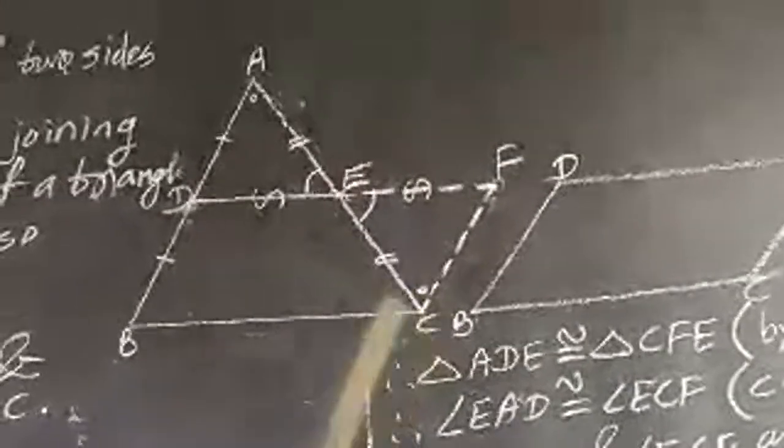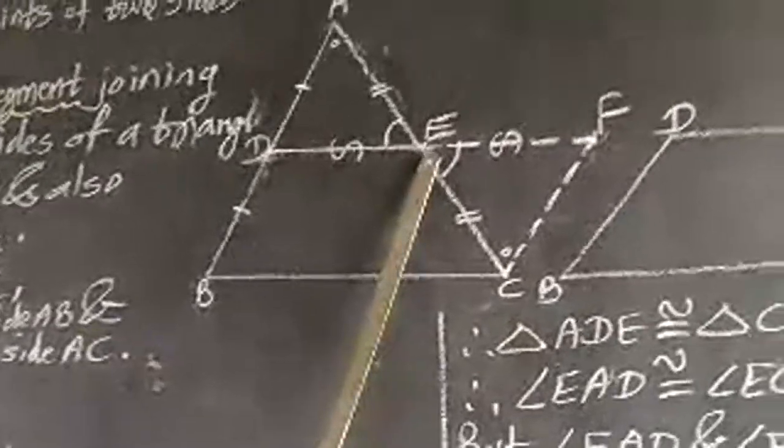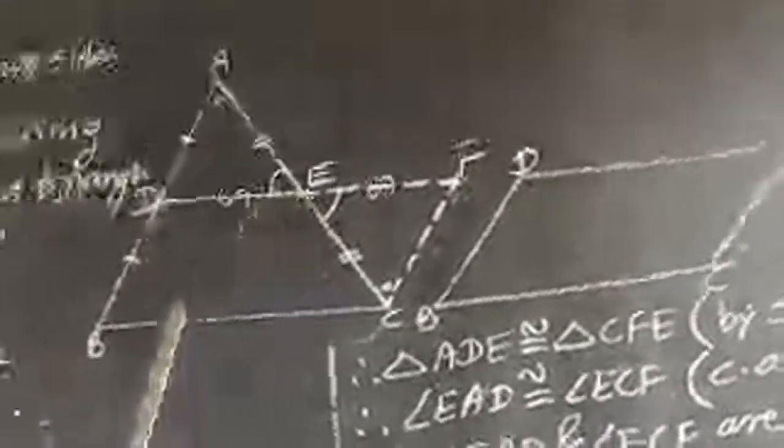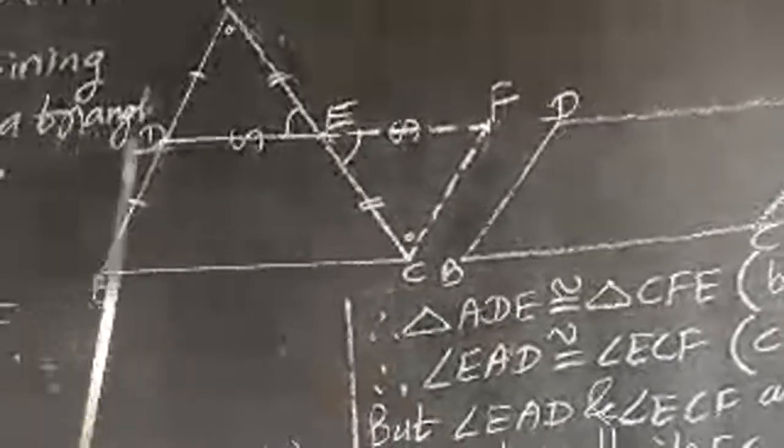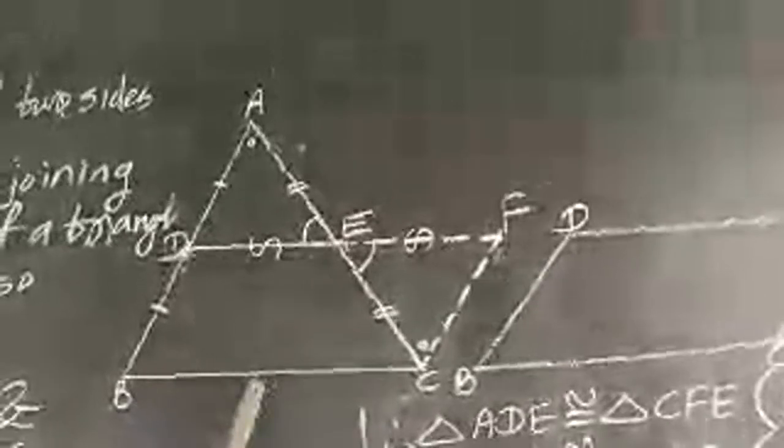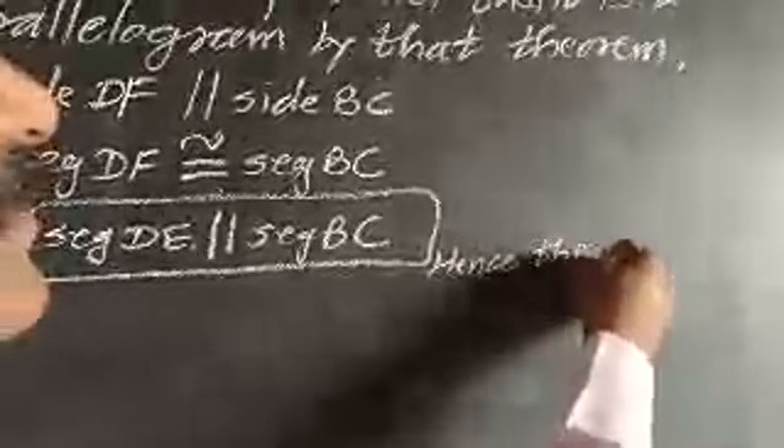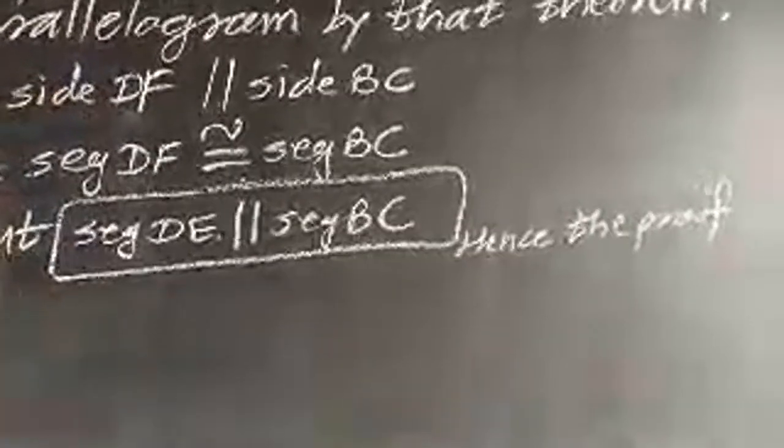DF is parallel to BC, means its part DE can also be said to be parallel to BC. This big segment is parallel, so the small segment is also parallel, means segment DE is parallel to segment BC, and that is the first proof. Hence the proof. Is it correct?